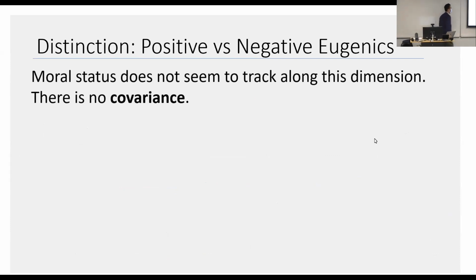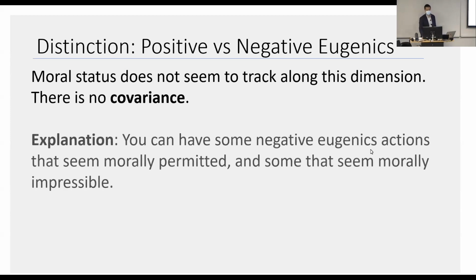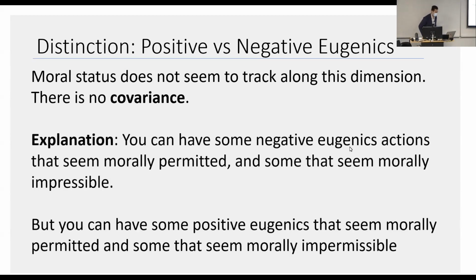But I don't think that'll be right. I don't think moral status really tracks along this dimension. In other words, there's no covariance. Things that are positive eugenics don't seem to be always morally permissible. And things that are negative eugenics don't always seem to be morally reprehensible. In fact, I think there are instances of positive eugenics that are morally reprehensible and instances of negative eugenics that are morally permissible.